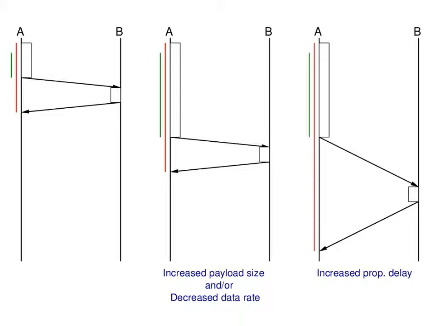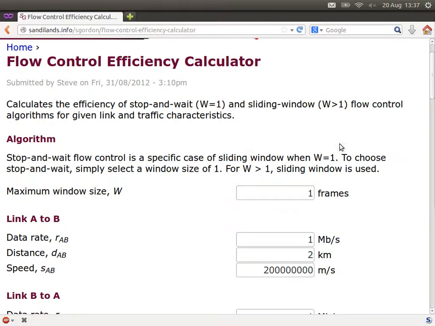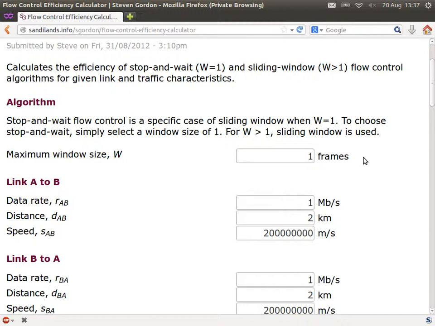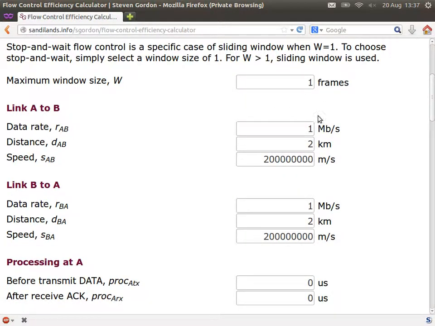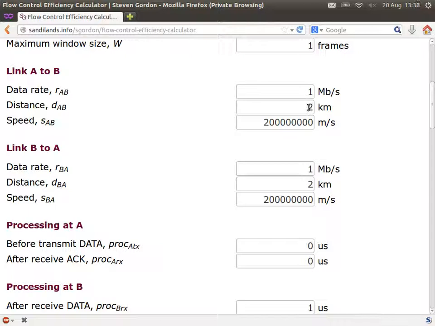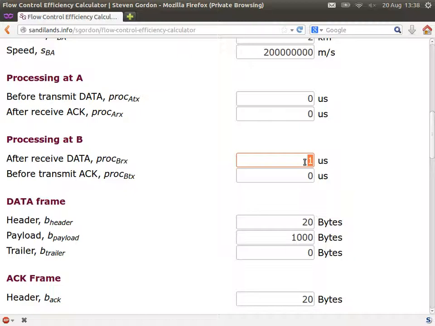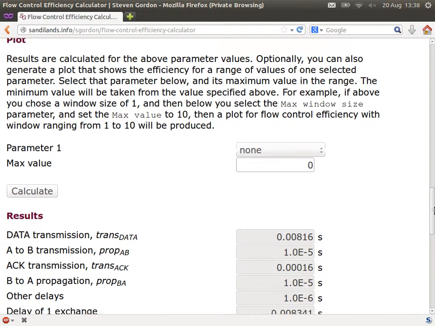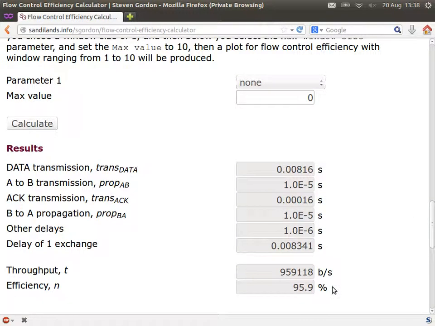Rather than asking you to calculate all the time, I have a web page which just has a simple calculator that takes all of our parameters and calculates the efficiency. You can have a look at it in your own time. We can set the data rate for our link, the distance of 2 kilometers, the transmission speed, and in this case we can change it in both directions, but let's keep them the same. We've got a processing delay of 1 microsecond, header of 20 bytes, the data, the payload is 1,000 bytes, the ACK is 20 bytes. It calculates all these values and finds out the efficiency is 95.9%. That's our first example.